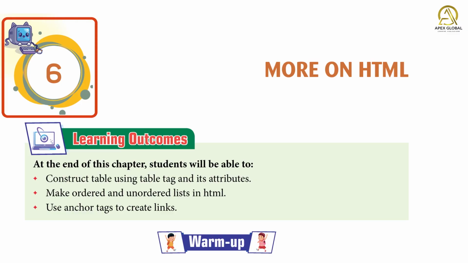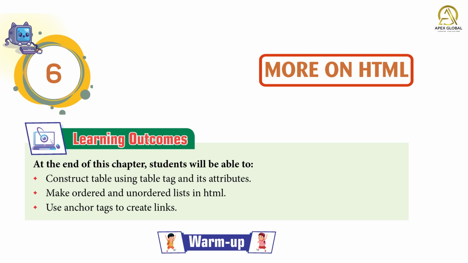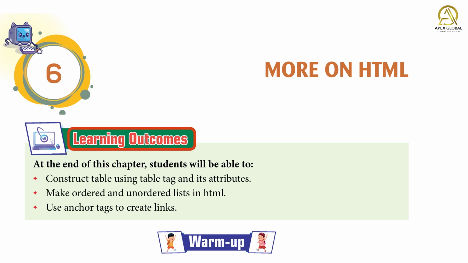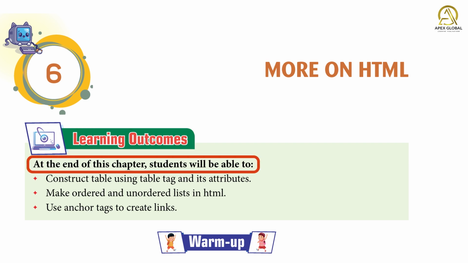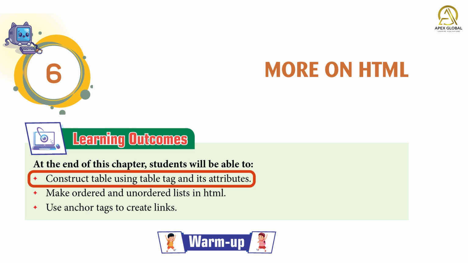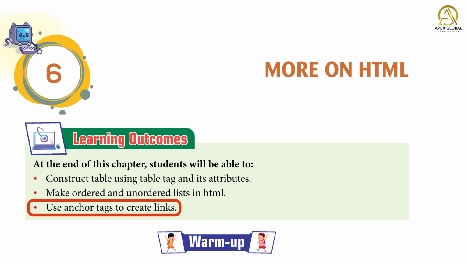Chapter 6. More on HTML. Learning outcomes. At the end of this chapter, students will be able to construct a table using the table tag and its attributes. Make ordered and unordered lists in HTML. Use anchor tags to create links.